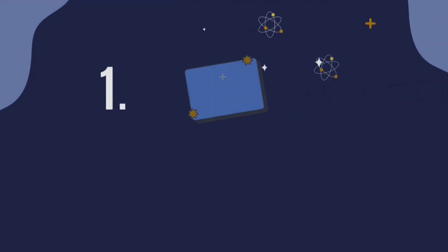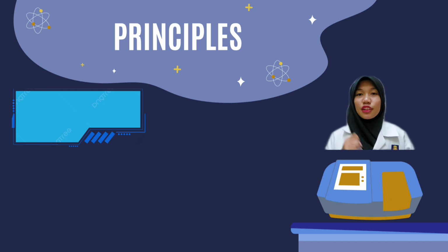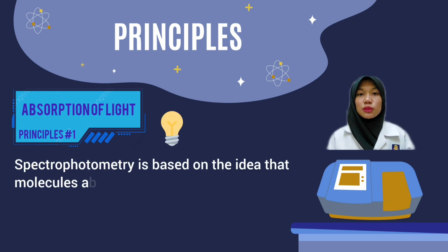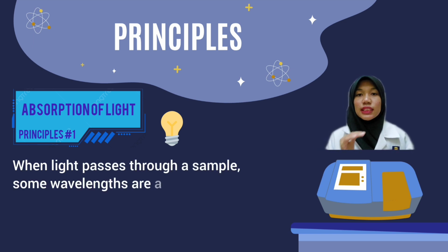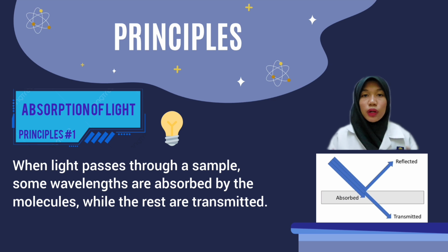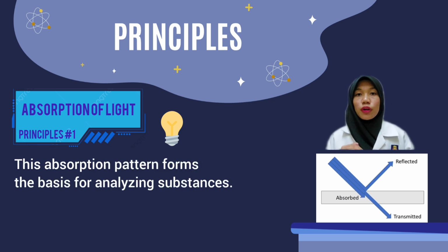Let's dive into the principle of the spectrophotometry. The first principle is the absorption of light. Spectrophotometry is based on the idea that molecules absorb specific wavelength of light. When light passes through a sample, some wavelengths are absorbed by the molecule, while the rest are transmitted. This absorption pattern forms the basis for analyzing substance.